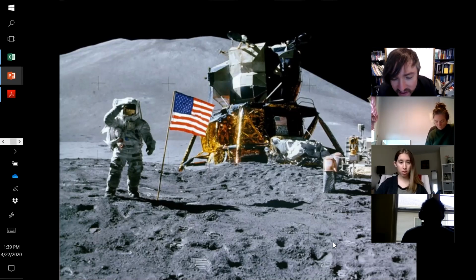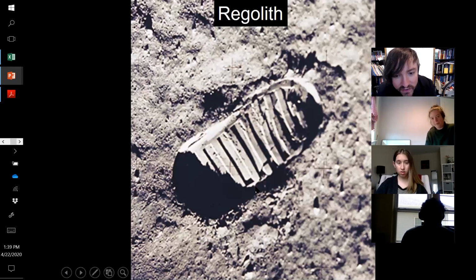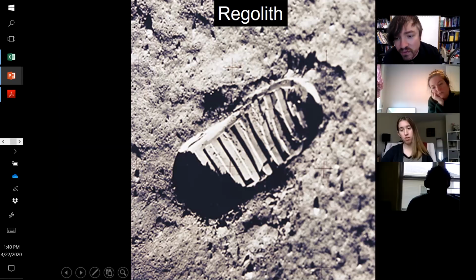Look at all the footprints that the astronauts are leaving in the sand. And here's a close-up picture of Neil Armstrong's boot in the Lunar Regolith. Now, if this was on Earth, Neil Armstrong's boot would be washed away in a day or two by a hailstorm or a rainstorm or something like that.